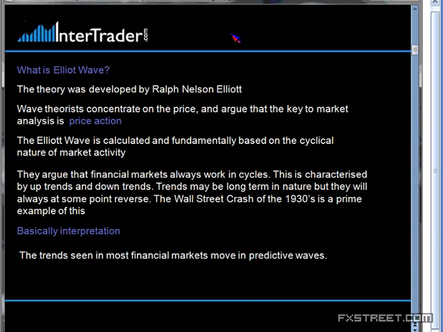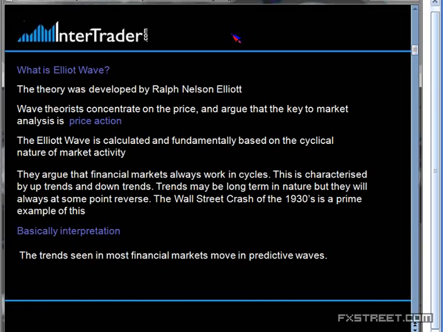So a bit about Elliott Wave. It's a theory that was developed by Ralph Nelson Elliott. The wave theories concentrate on the price and argue that the key to market analysis is the price action. The Elliott Wave is calculated and fundamentally based on the cyclical nature of market activity. Therefore, markets will go up, markets will go down. We all know that markets move in cycles.